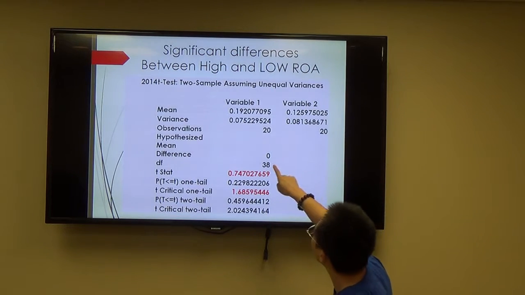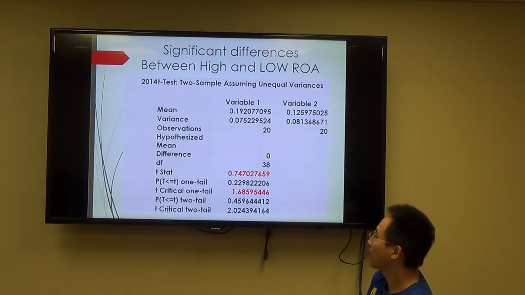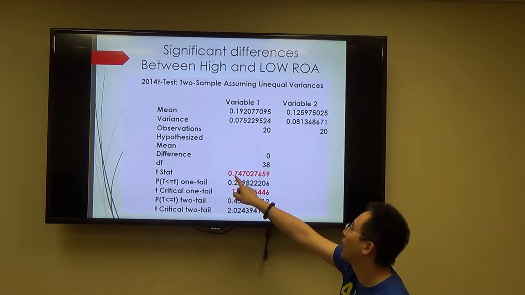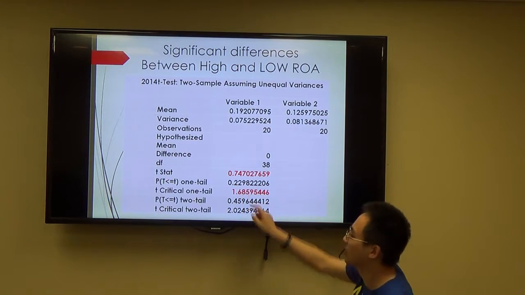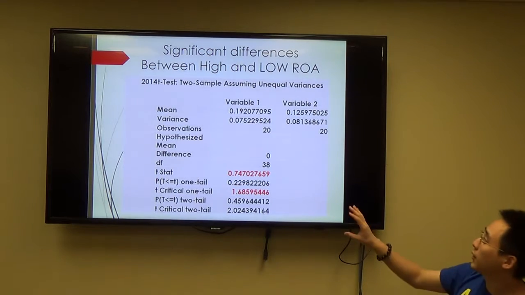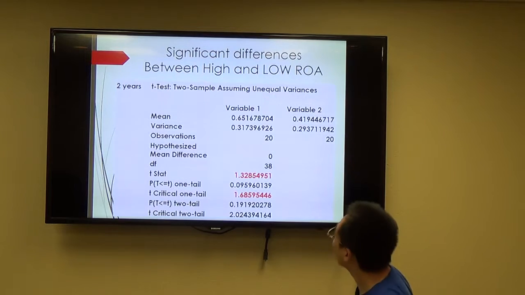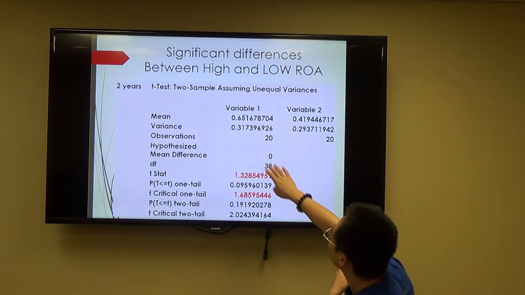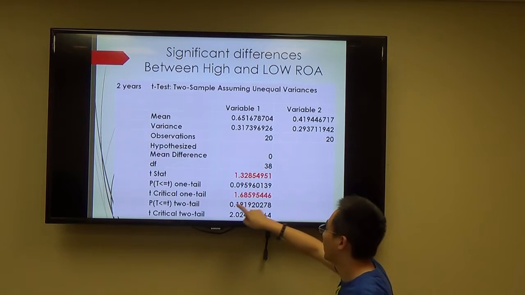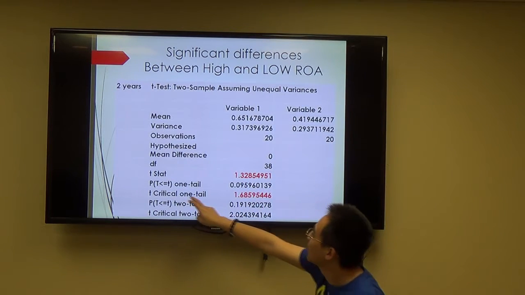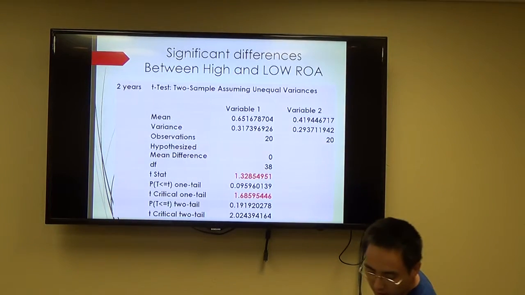But in 2014, the T statistic decreased to 0.74. That's much smaller than 1.68. So that means the difference became smaller. For the total 2 years difference, I found the T statistic is 1.32, and it's much nearer to the critical number. So from this data, we can make a conclusion.